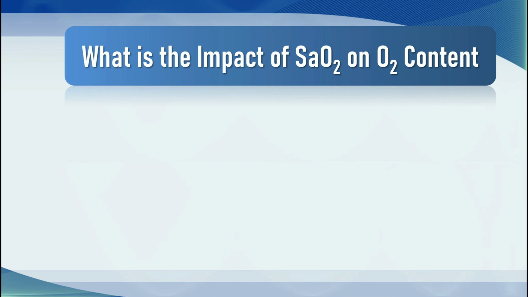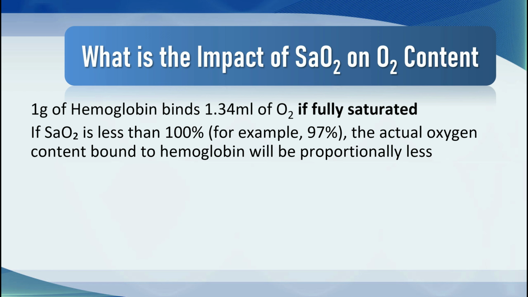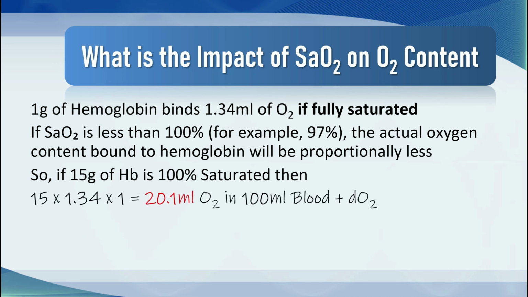What is the impact of a change in the saturation on oxygen content? Remembering that 1 gram of hemoglobin binds 1.34 mils of oxygen if fully saturated. If the saturation is less than 100%, for example 97%, the actual oxygen content bound to hemoglobin will be proportionally less. So if the hemoglobin is 15 grams and it's fully saturated, then 15 times 1.34 times 1 equals 20.1 mils of oxygen per 100 mils of blood plus whatever has been dissolved.